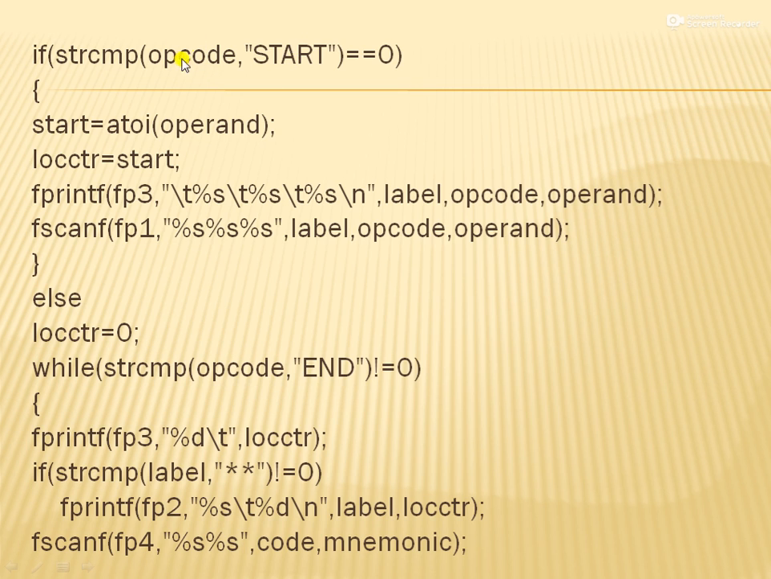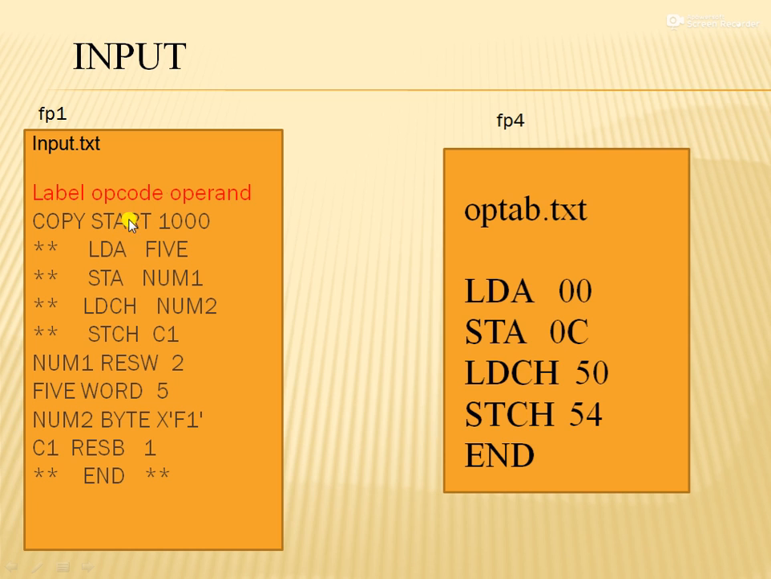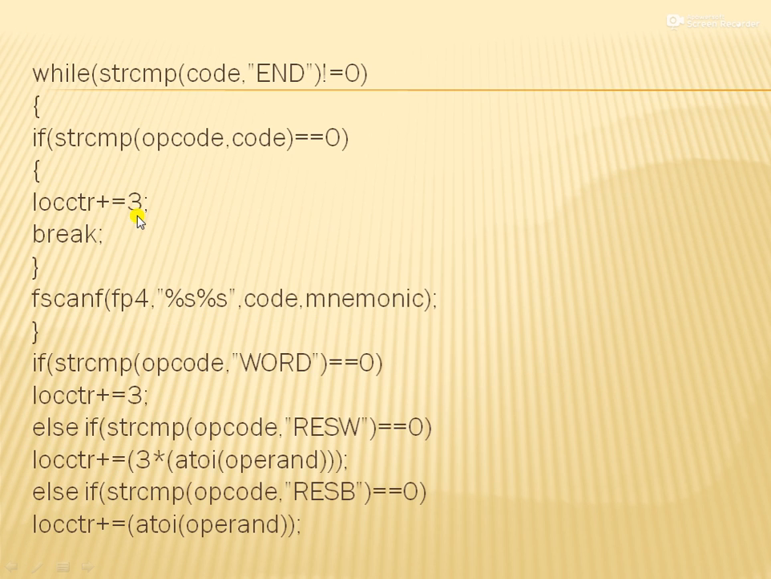So we need to check whether the opcode is start, whether the starting address is 0 or some other value. If the opcode is matching, whether it is start, then we need to consider the address given by the start assembler directive, and that is taken as the location counter initial value. Here we can see in this program the opcode is start, and that is actually matching.